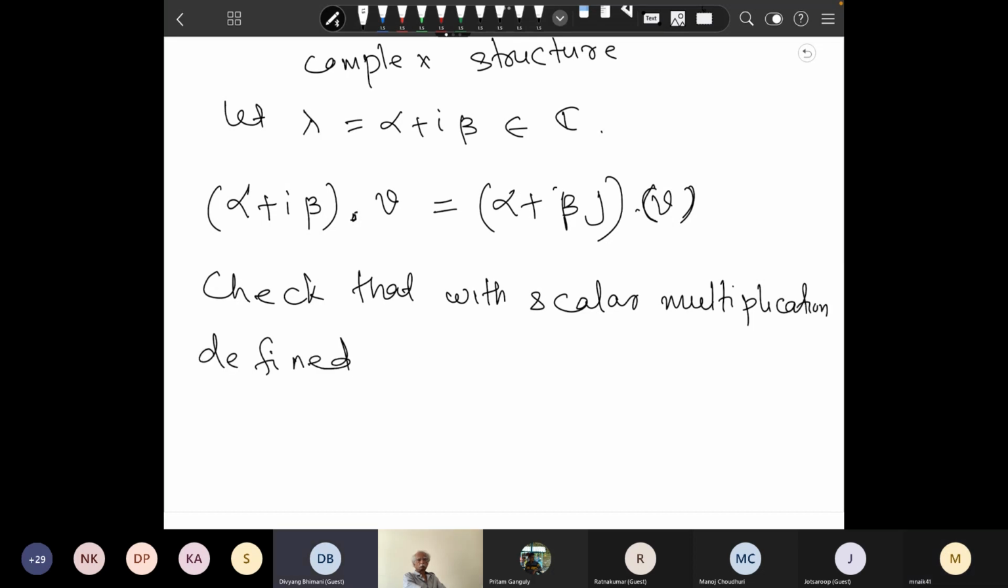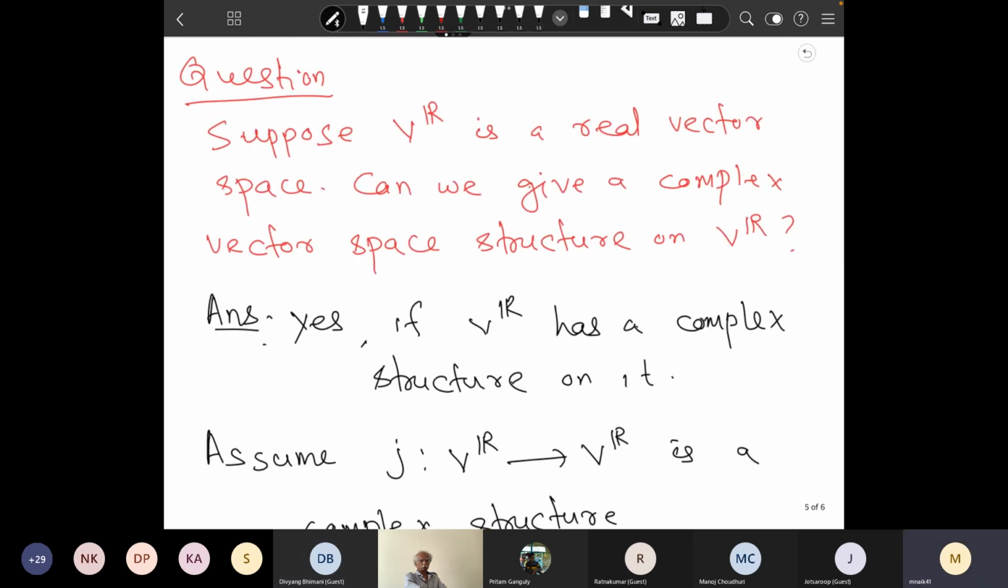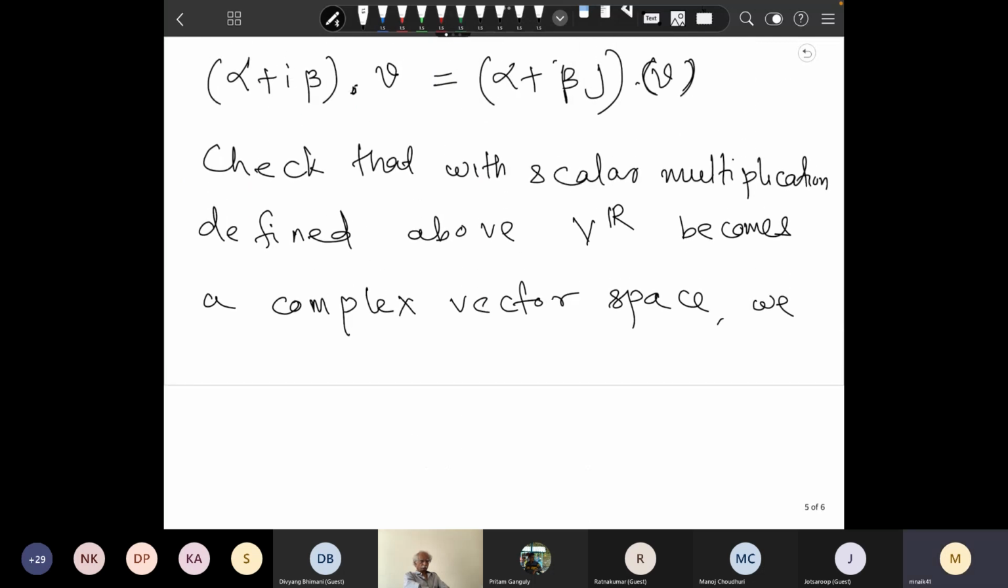Defined above, here becomes a complex vector space. I will call it VR becomes a complex vector space. We call that vector space VR tilde. We will stick to the notation. VR tilde means the complex vector space.